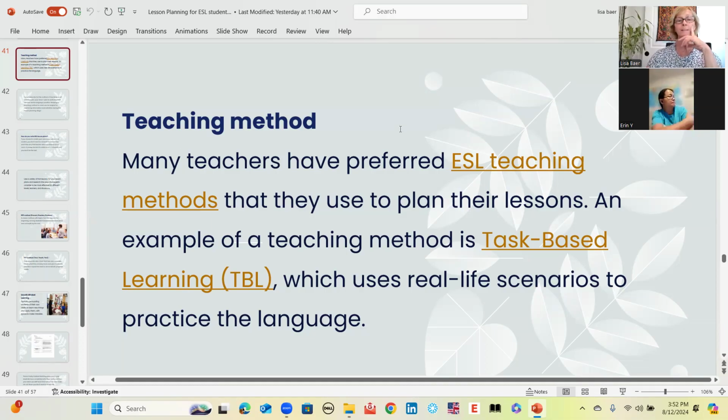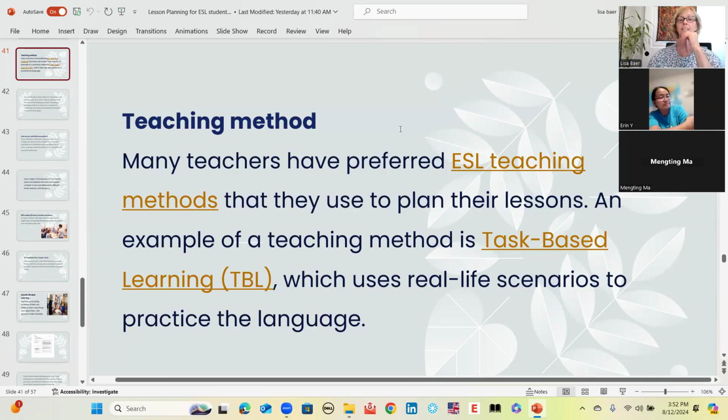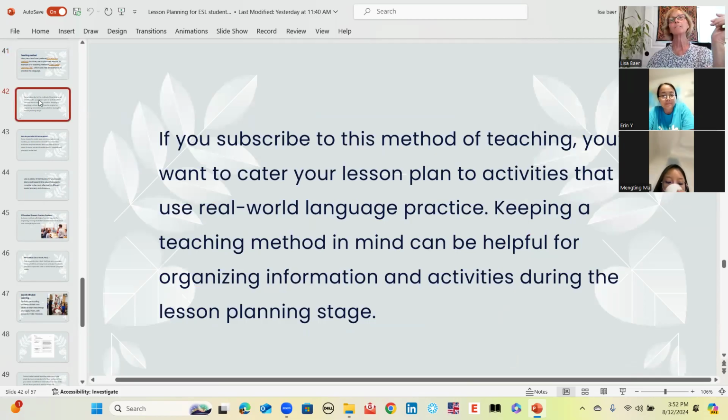So, teaching method. Many teachers have preferred ESL teaching methods that they use to plan their lessons. An example of a teaching method is task-based learning, project-based learning, student-based learning, which uses real-life scenarios to practice the language, or you will have discussion groups. And so you put them in groups, and that way it's student-centered. Gets away from you and puts it on them.